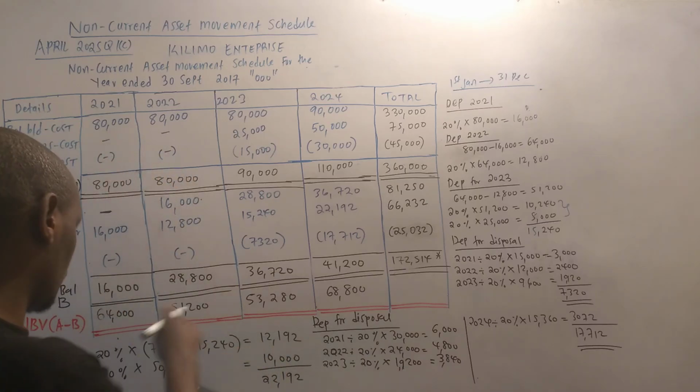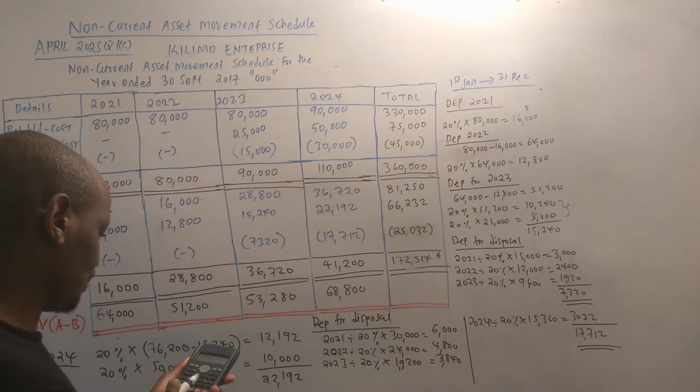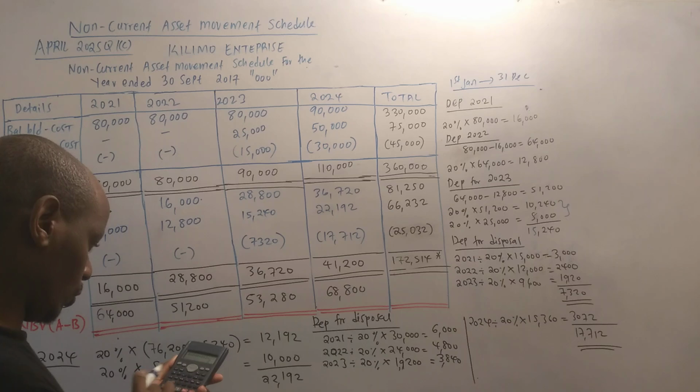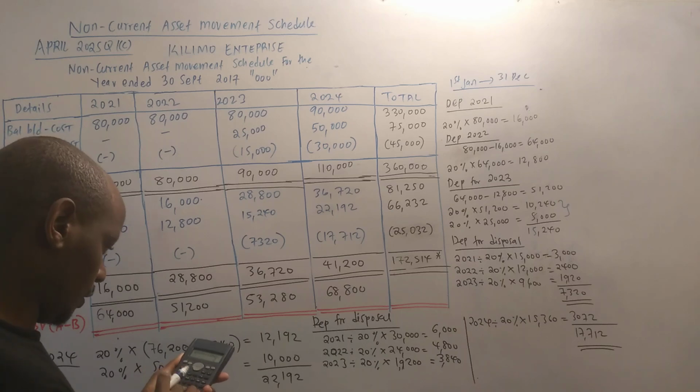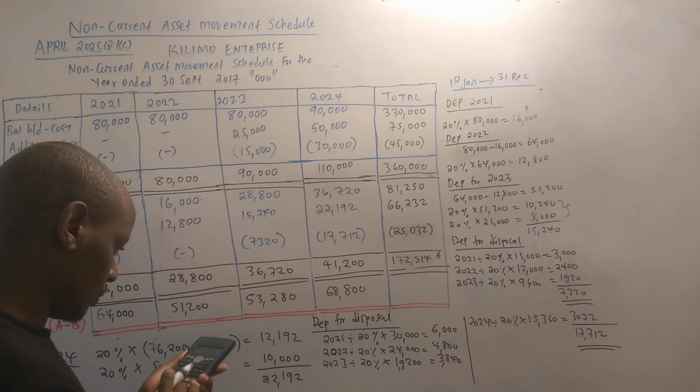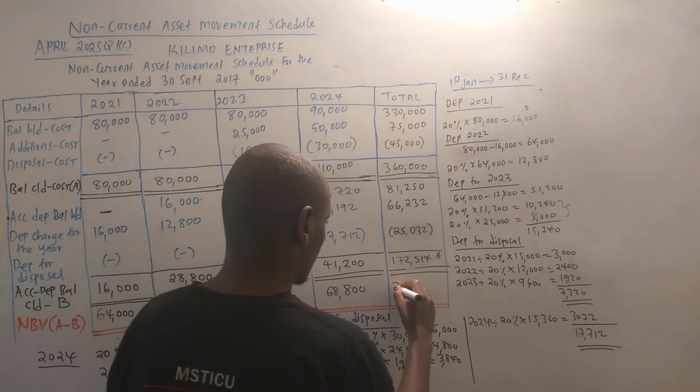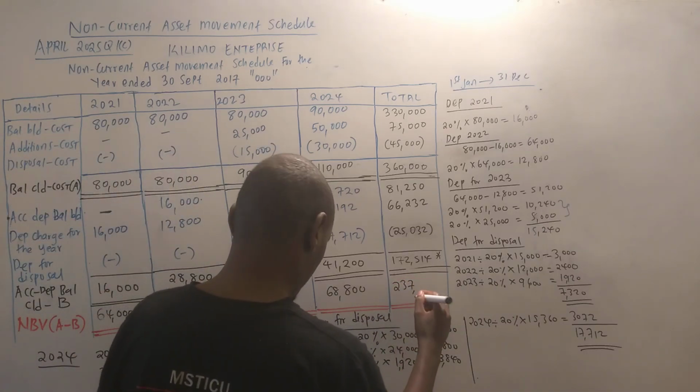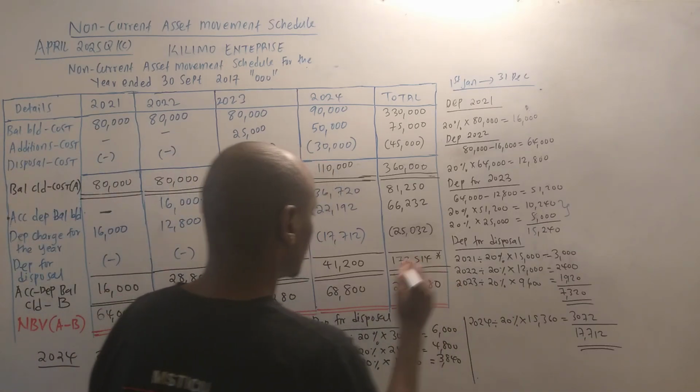Let's confirm with this one. 64,000 plus 51,200, 53,280, 68,800. Supposed to be 237,280. Let us confirm.